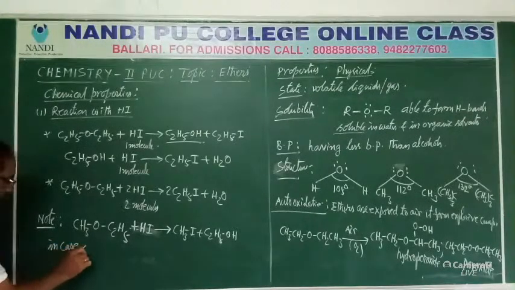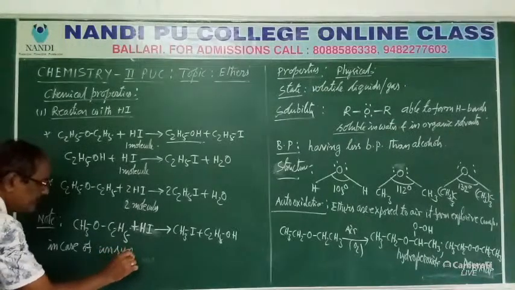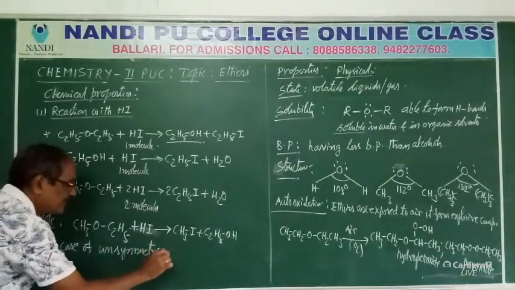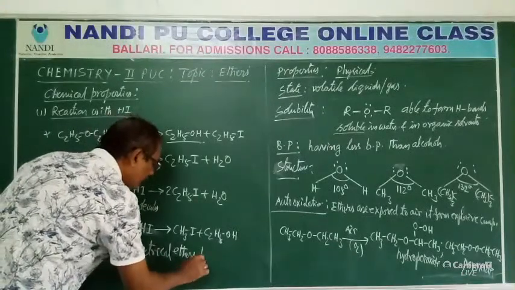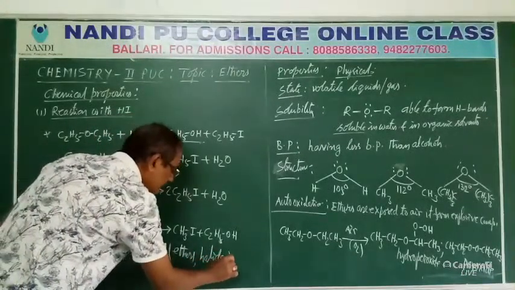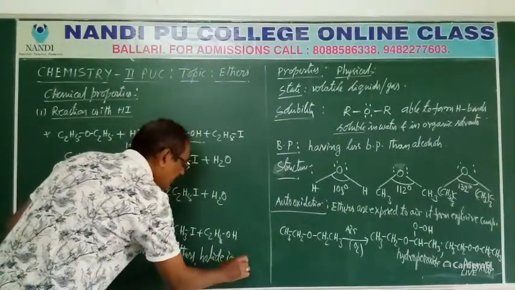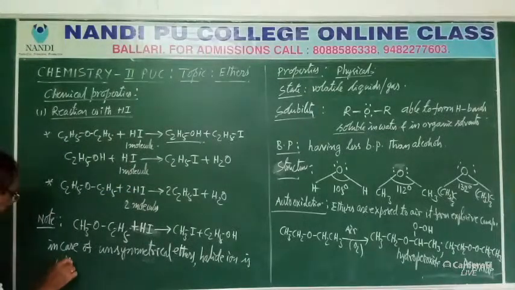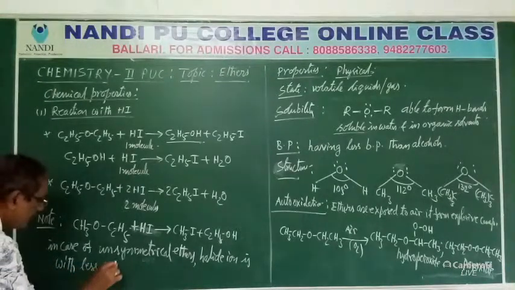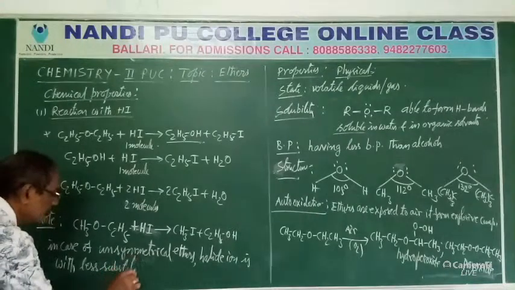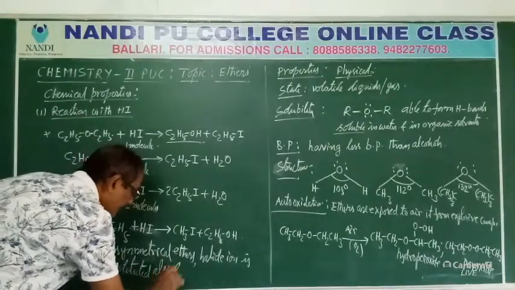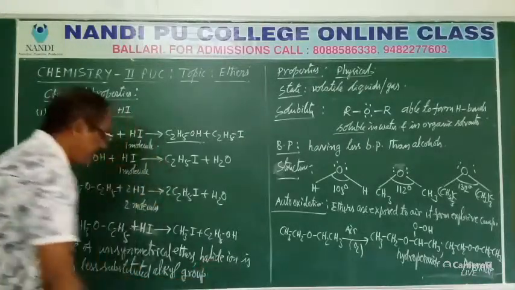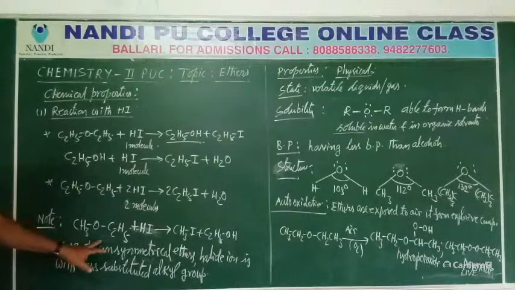What is the conclusion here? In case of unsymmetrical ethers, the halide ion is with the less substituted alkyl group. Right. This is the important point you need to remember about this.